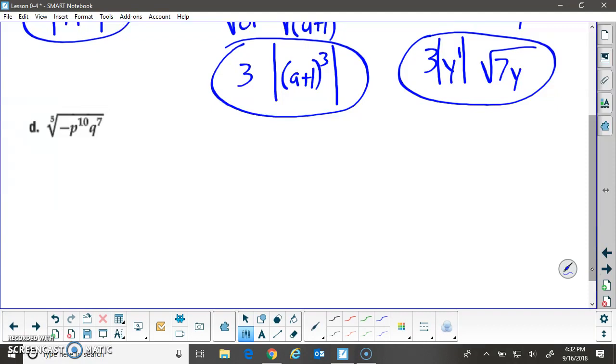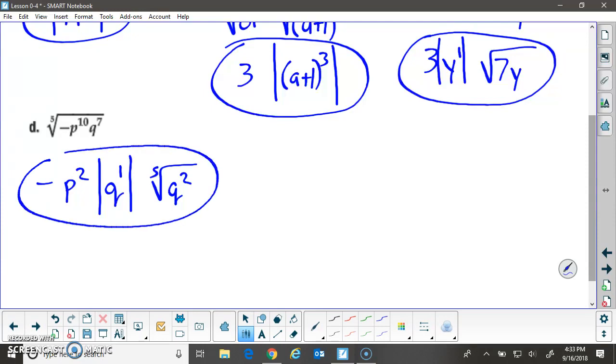If you look at letter D, again, we've got a negative inside of an odd root, so that negative sign is going to come out. And now we ask ourselves, how many times does 5 go into 10? That answer is 2. So I've got a p to the second. And then how many times does 5 go into, sorry, into 7? That's once. So we've got a q to the first. We will have to have a fifth root of q to the second left over inside. And we do need absolute values around that q to the first. Actually, we don't. I'm sorry. My mistake. That was an odd root, not an even root. That is not needed. My mistake.